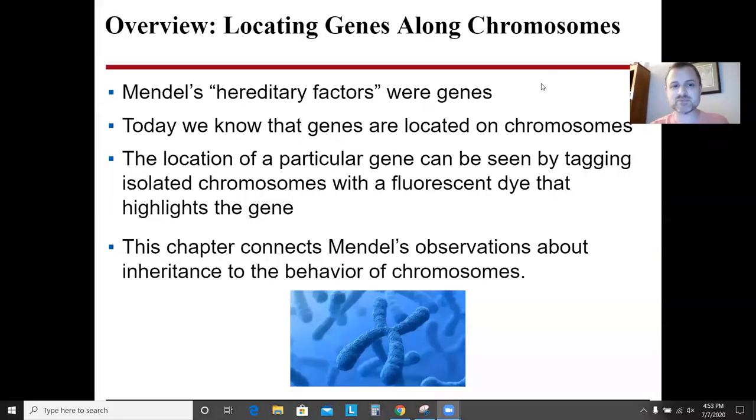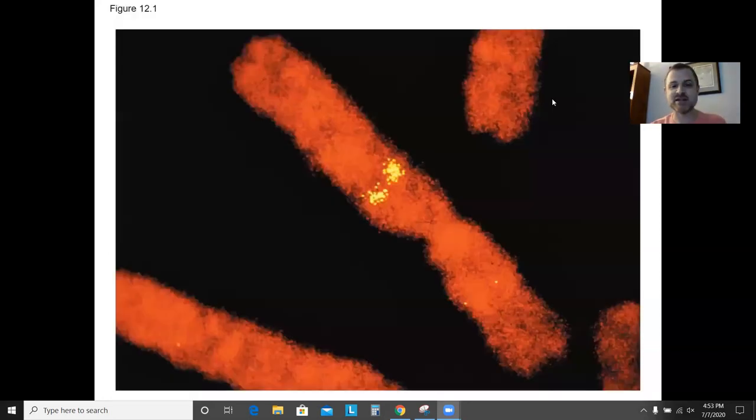It's not that Mendel was wrong, it's that there are scenarios where it's not quite as simple as he described it. So this chapter takes Mendel's conclusions and connects them to what chromosomes actually do, the chromosomes' behaviors. We've already seen that Mendel called them hereditary factors, we just use the word genes, and the genes are located on specific chromosomes in specific places. You can actually tag genes with fluorescent dyes. This is a picture of that, the little yellow glowing dots, to locate where genes actually are on what chromosomes.